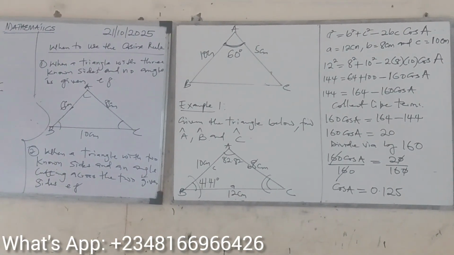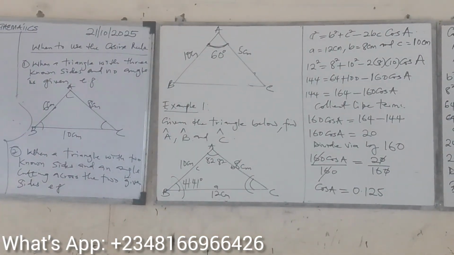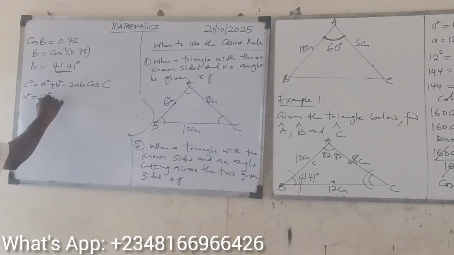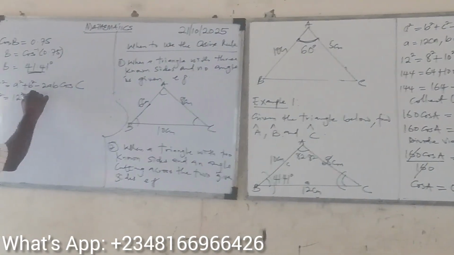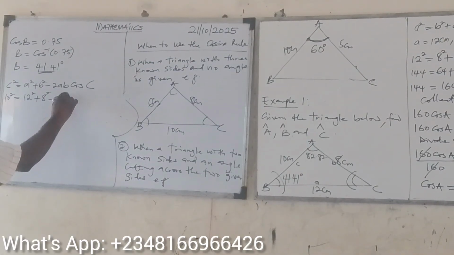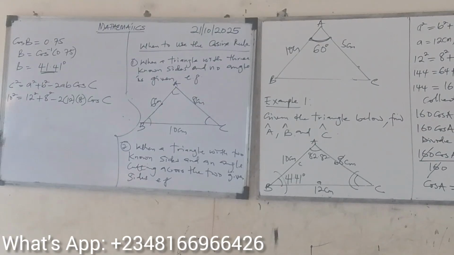So our c square will be 10 square, is equal to a, which is 12 centimeters, so 12 square plus b, which is 8 centimeters, so 8 square, minus 2 times 12 times 8, then cos big C. The value of 10 square is 10 times 10, which is 100. That is equal to 12 square, which is 144, plus 64, minus 2 times 12 times 8. That's 24 times 8, which will give us 192.